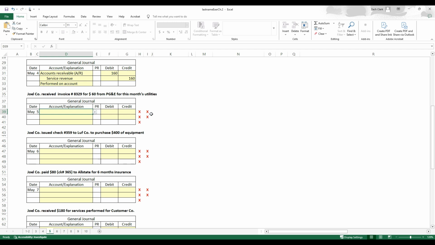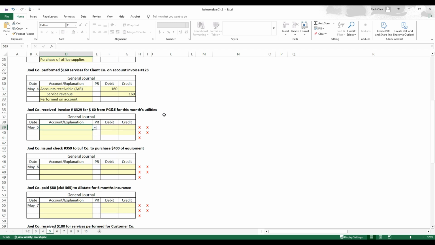I'll finish these out for you all, since I think this is helpful to work through. This can be a little tricky as you start learning about debits and credits. So we received an invoice for $60 for PG&E. So that's going to be an expense, and we're looking at a utilities expense. We said we received the invoice, but we have not yet paid. It's not receivable; we want accounts payable. So when we receive the invoice, we owe the money at this time, but we have not yet paid it.